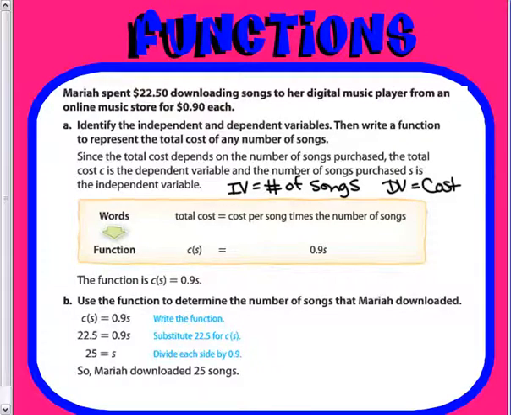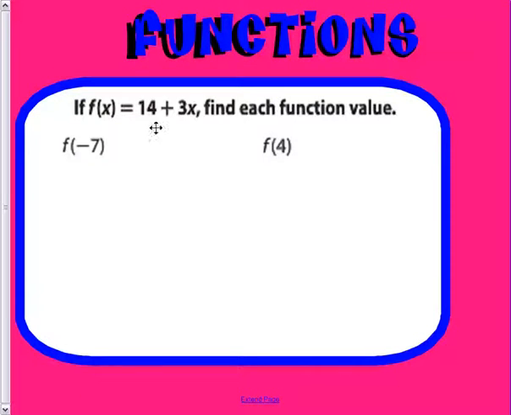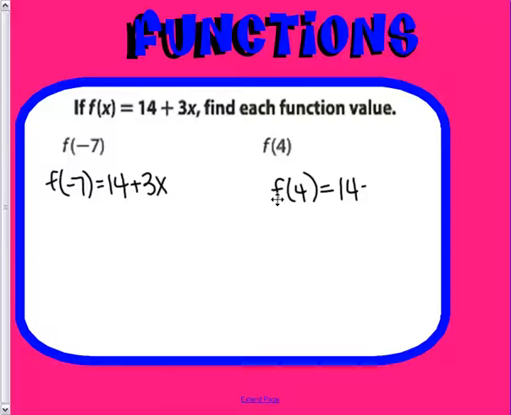All right, so let's try these two to find each function's value. f of negative 7 equals 14 plus 3x. Go ahead and try that one. And try f of 4 equals 14 plus 3x. Notice that the equation is staying the same. The thing that's changing is what we're plugging in for our function. So go ahead and pause the video, try it. I'm going to go through the answers.